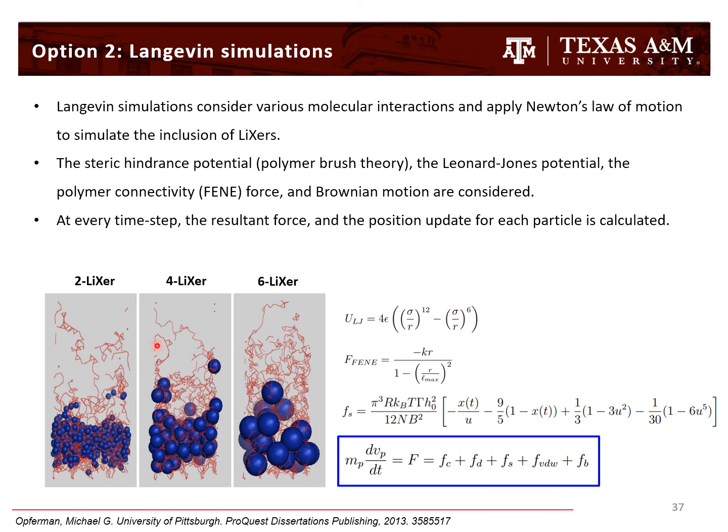There's another approach where we can use Langevin simulations, which are nothing but a discrete element method where you apply Newton's laws of motion for each of these particles to calculate how the size affects this cross-linking, and how well they can go inside this ligand structure.